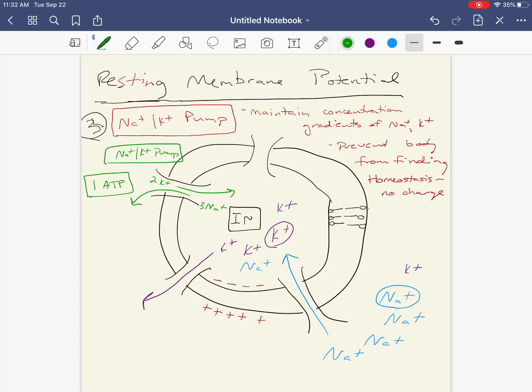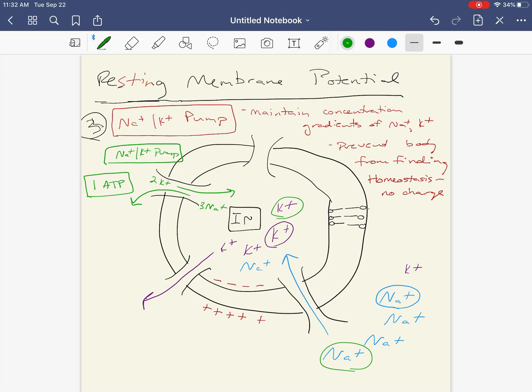And what are we doing? By pumping potassium in, we're maintaining our original concentration gradient, where there's more potassium on the inside. By pumping sodium out, we are maintaining our original concentration gradient, where there's always more sodium on the outside. Why does this require ATP? Because we're moving against the concentration gradient. So here, we're pumping potassium from low to high. And in order to move something against the concentration gradient, we need energy.